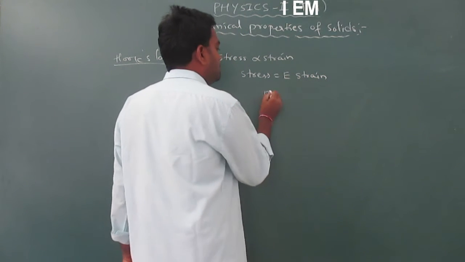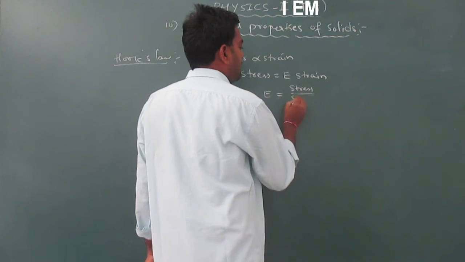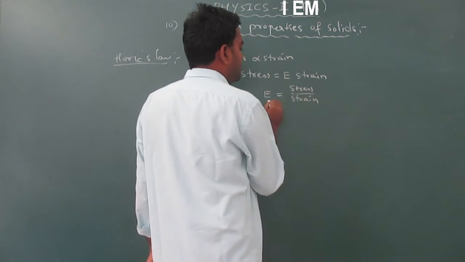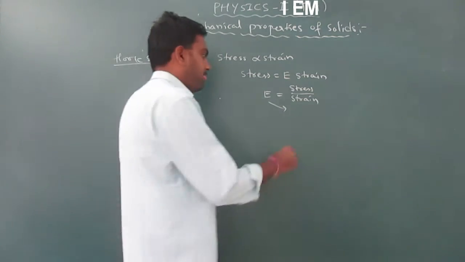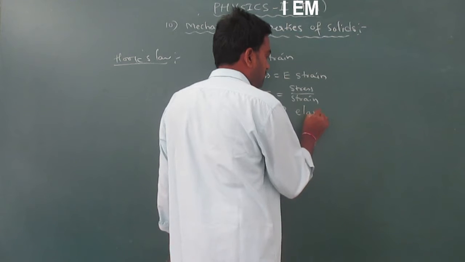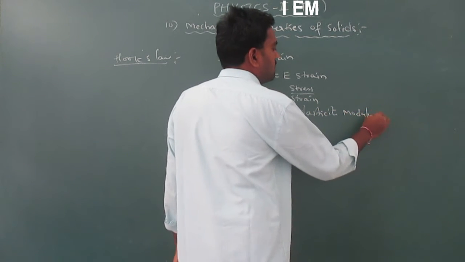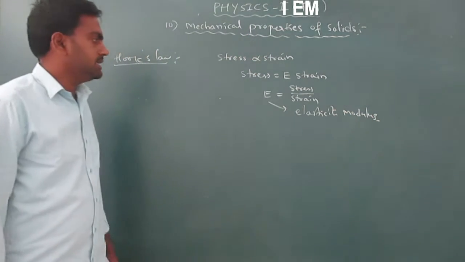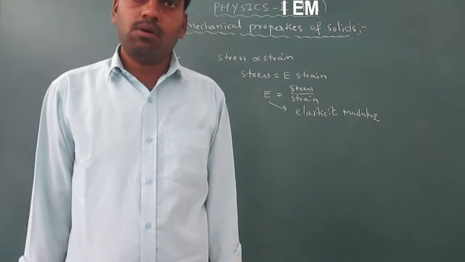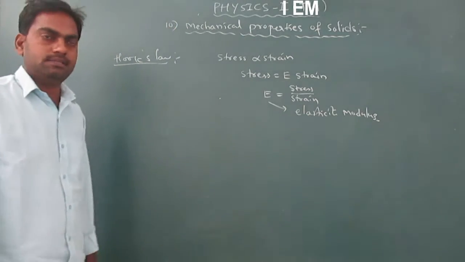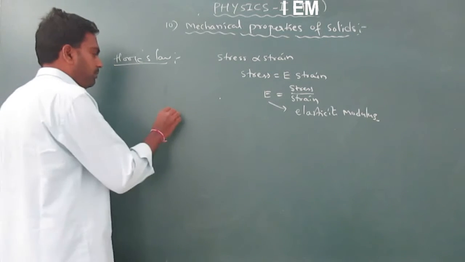Okay, so E is called stress by strain. E is called the elasticity modulus. Elasticity modulus, that is, E is stress by strain, which is called the elasticity modulus.